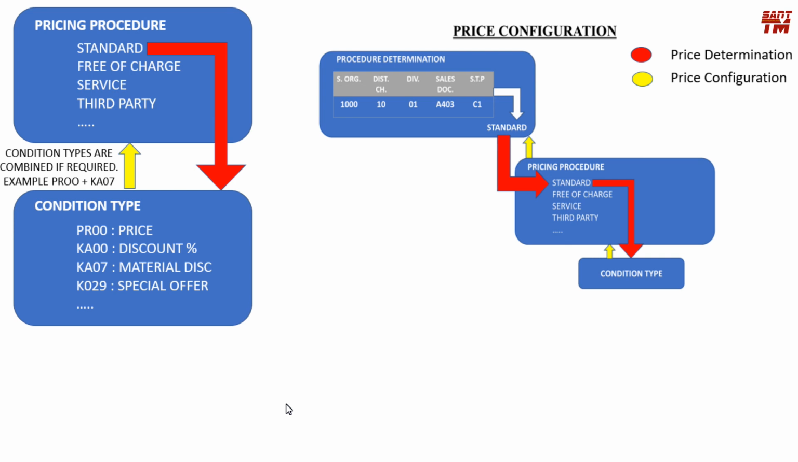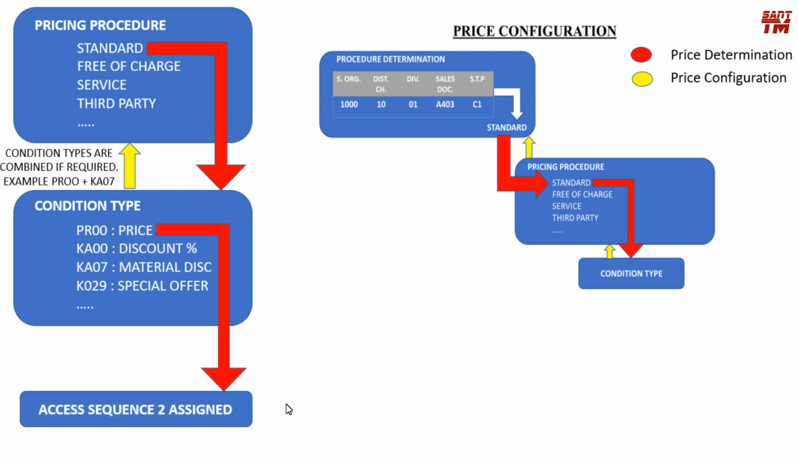Okay, now the condition type PR00 if selected, then the relevant access sequence will take place. Why? Because access sequence is applied to the condition type so that we can get condition tables. This was the main concept.